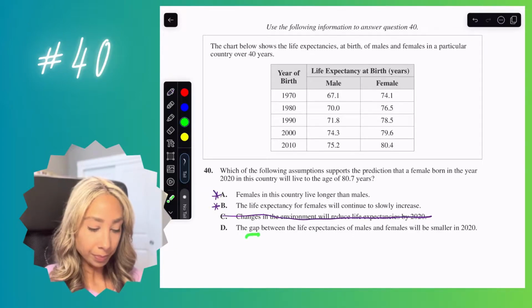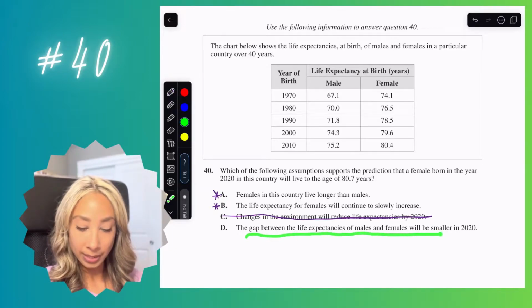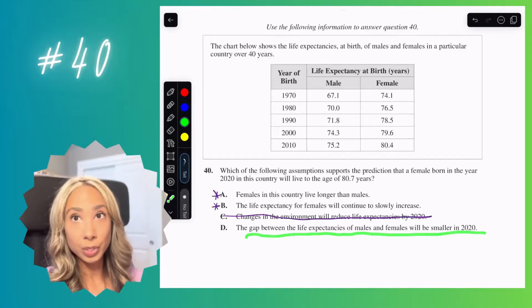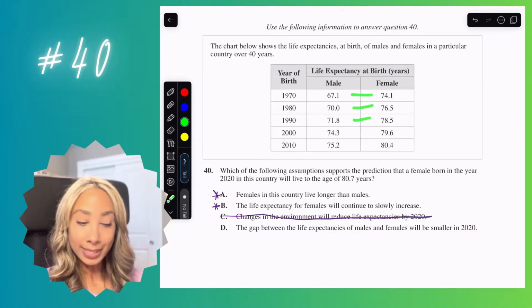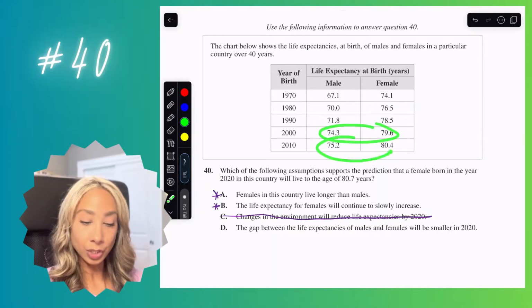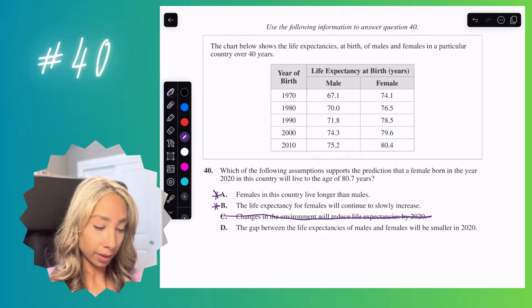And for D, the gap between the life expectancies of males and females will be smaller in 2020. Again, we're not really seeing that happening. If that were true, we would start to see these ages more closely aligned with one another. So let's go back and decide between A and B.